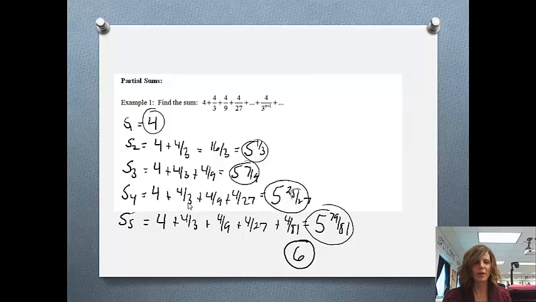Feel free, when you're doing this, to use your calculator to help you out. And we're mostly just looking for a pattern. I got to stop at 5 because I saw an obvious pattern. You might need to go out as far as 10, so just a heads up on that.